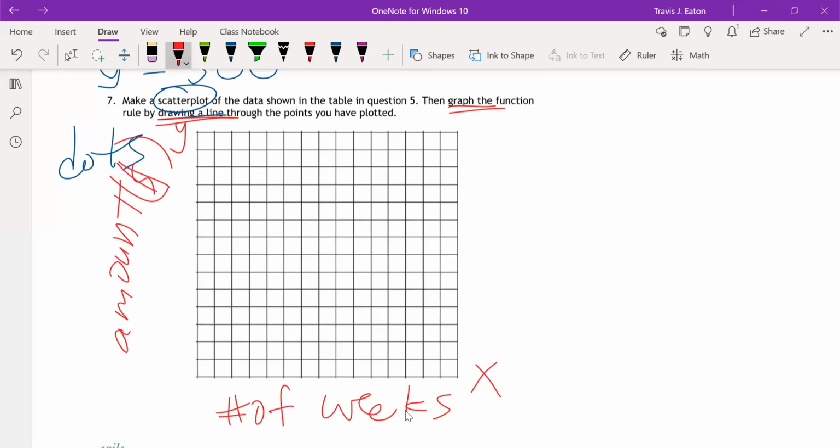And we are almost out of time. So I'm going to stop my recording. Just make sure that you label everything, make your scatter plot with your dots, and then draw the line through the dots based on how you set up your graph.